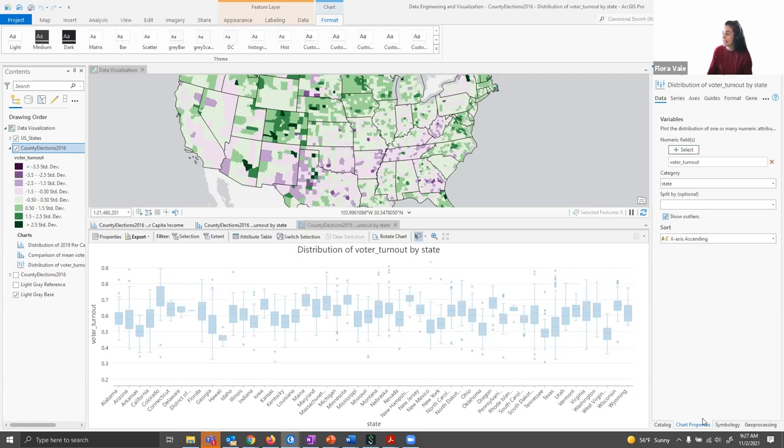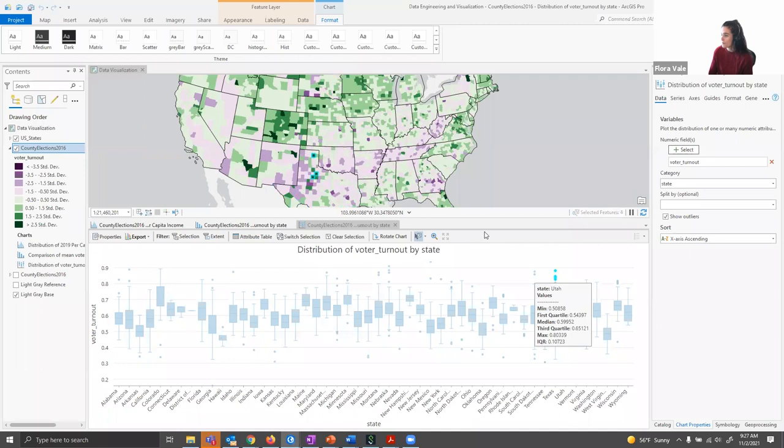And we can explore. So we can see here, for example, let's take a look at Florida. We have a kind of average voter turnout value, but we have some counties with really low values and some with really high. These dots here are outliers. So Texas has some counties with pretty low voter turnout, but then it has some high outliers, and we can select those and see where they fall on the map.